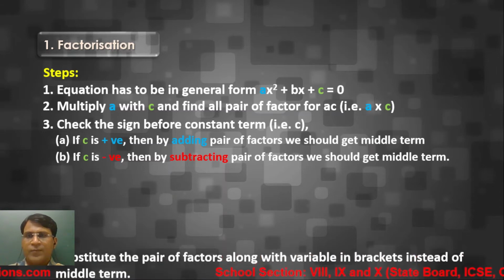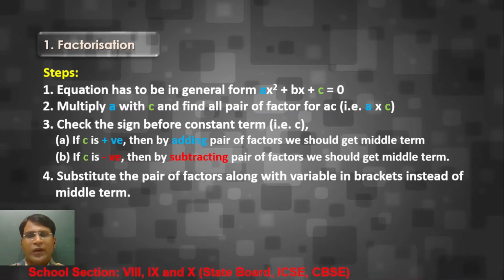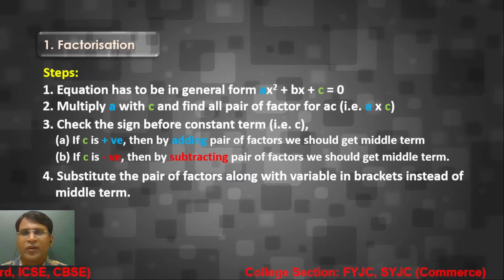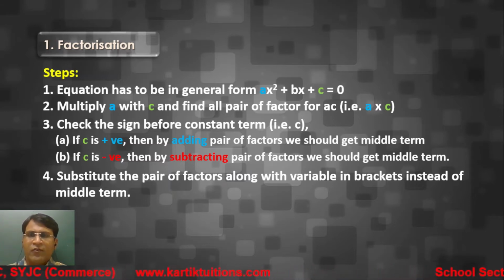And the fourth step is we have to substitute the pair of factors along with the variable in a bracket instead of the middle term. So all those students who find this method difficult, I would advise you to take a screenshot of this and just read it 10 times. I think then it will be perfect for you to understand this method. Now I'll teach you one sum where the steps will be shown adjacently, and the next two sums we will do without the steps. So let's start.